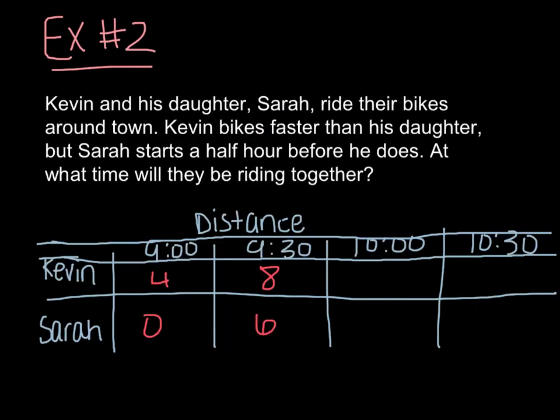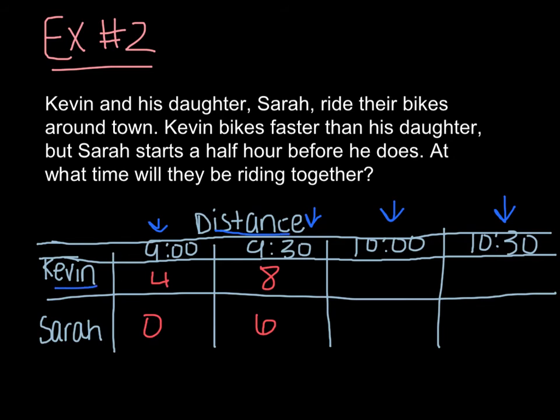Example number 2, and this is our last example. Kevin and his daughter Sarah ride their bikes around town. Kevin bikes faster than his daughter, but Sarah starts a half hour before he does. At what time will they be riding together? So you can see there's 9 o'clock, 9:30, 10 o'clock, and 10:30. We're trying to figure out what time will they be riding together, and we're looking at their distance.